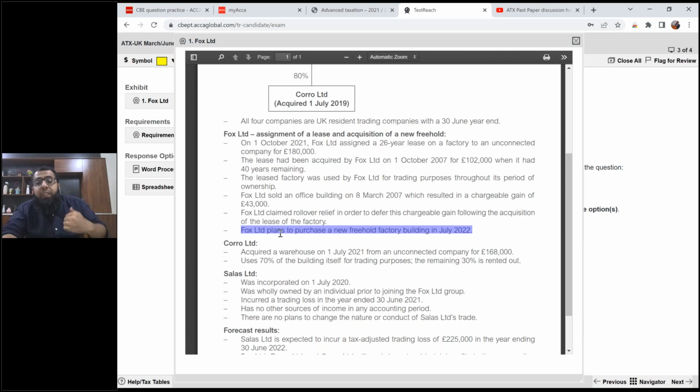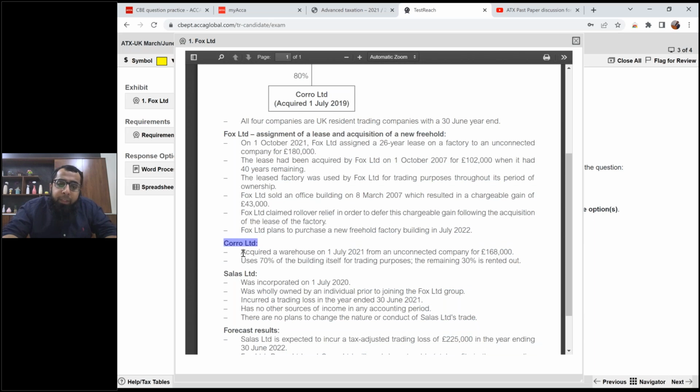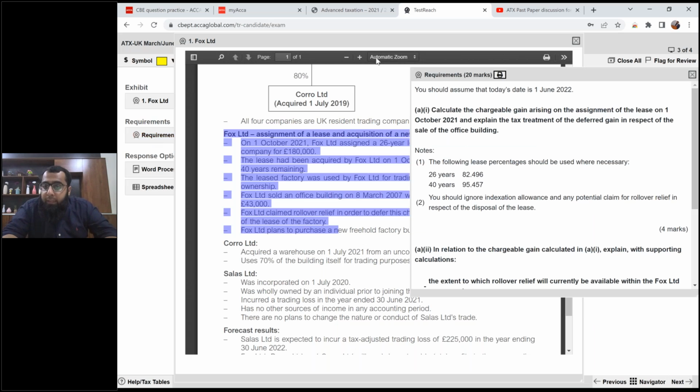Fox Limited plans to purchase a new freehold factory building in July 2022. Now, this is some detail given in relation to Fox Limited. Then we have information relating to Coro Limited, and then information relating to Salis Limited. Let's read the requirement. Now see, in section B, please listen to me. In section B, it is possible that when you read information on one company, you can solve the requirement relating to that company, because in section B, normally the requirements are demarcated; they are separate.